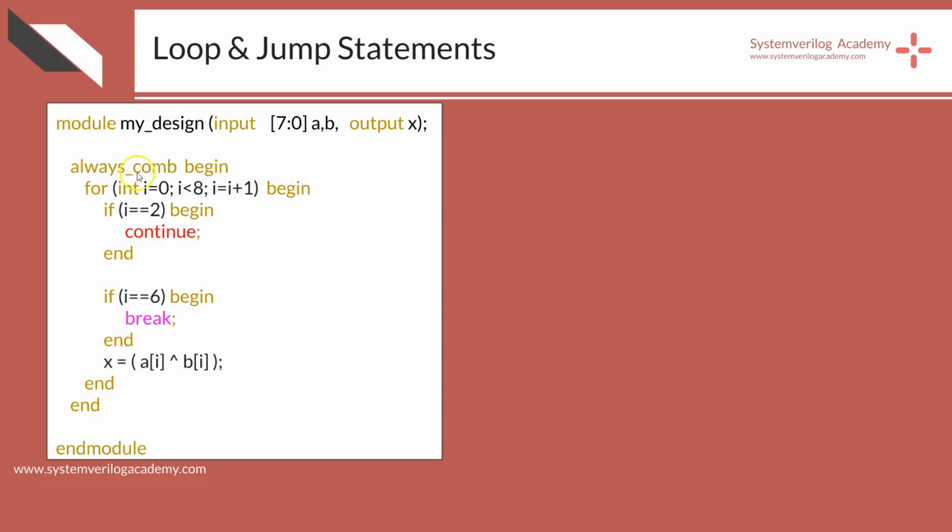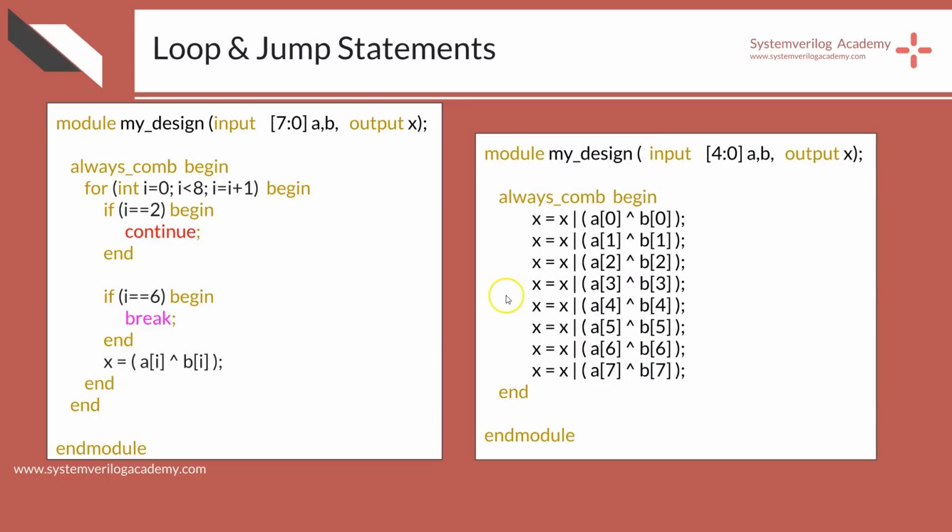Here the for loop is calling the continue statement if the looping variable i is 2, and calling break when i is 6. The actual statement in the for loop is x equals exclusive or of a of i and b of i. When the loop is unrolled, the continue statement will cause the body to be skipped when the looping variable is 2, and break will cause the loop to exit when it is 6. Thus these 3 statements will not be present.